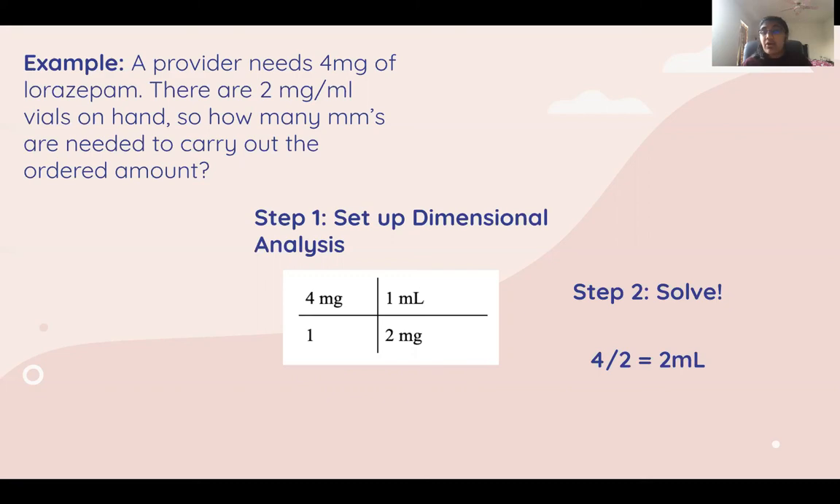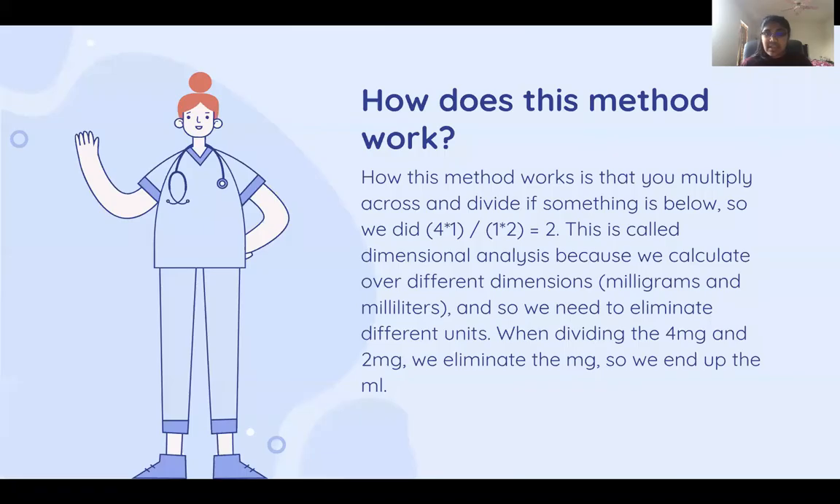I will now go over how this works. How does this method work? You multiply something across and divide if something is below. As we saw in the previous example, we multiplied 4 times 1 and then divided that by 2. This is called dimensional analysis because we calculated over different dimensions, milligrams and milliliters. So we need to eliminate different units. When dividing the 4 mg and the 2 mg, we eliminate the mg, so we end up with milliliters.